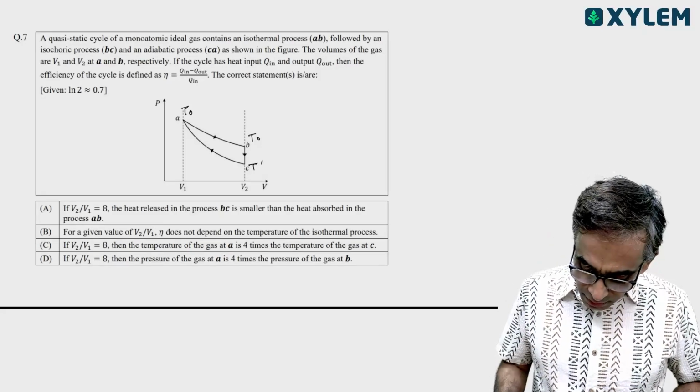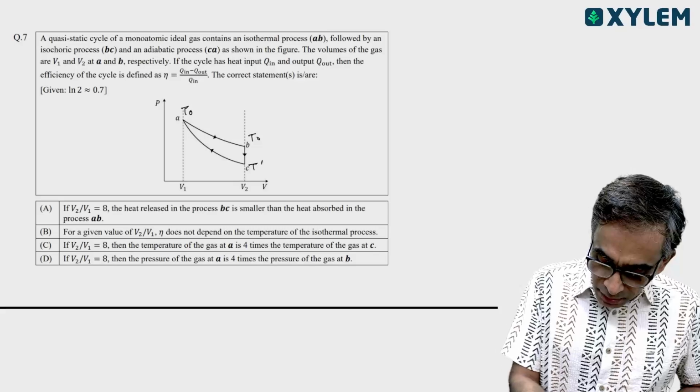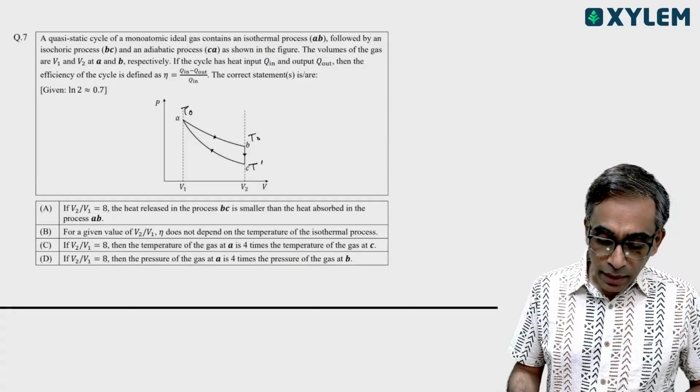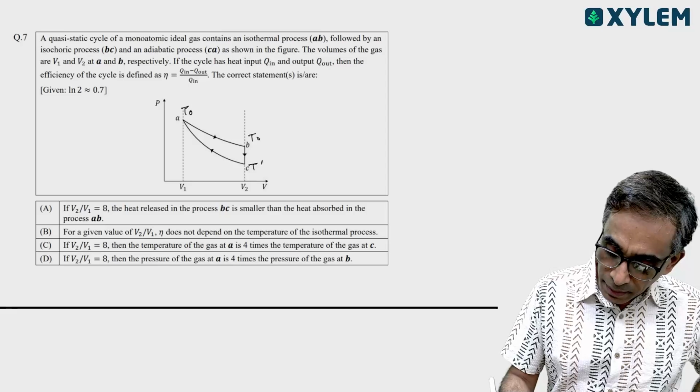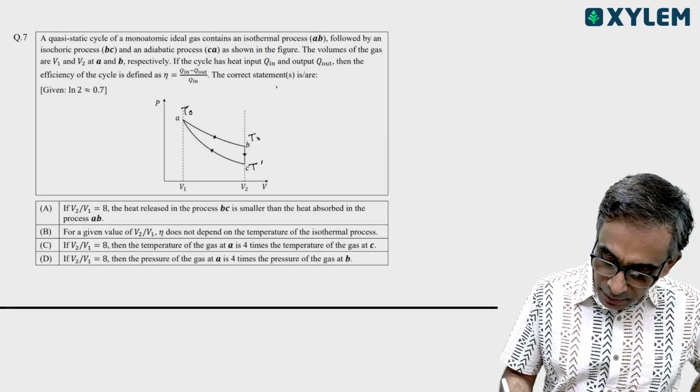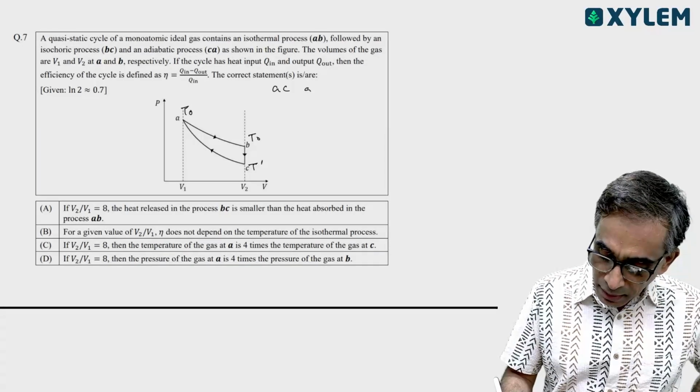Pressure of gas at A is 4 times pressure at gas B. Okay, let's do one thing. Let's take the adiabatic process. Which is the adiabatic process? AC is adiabatic.